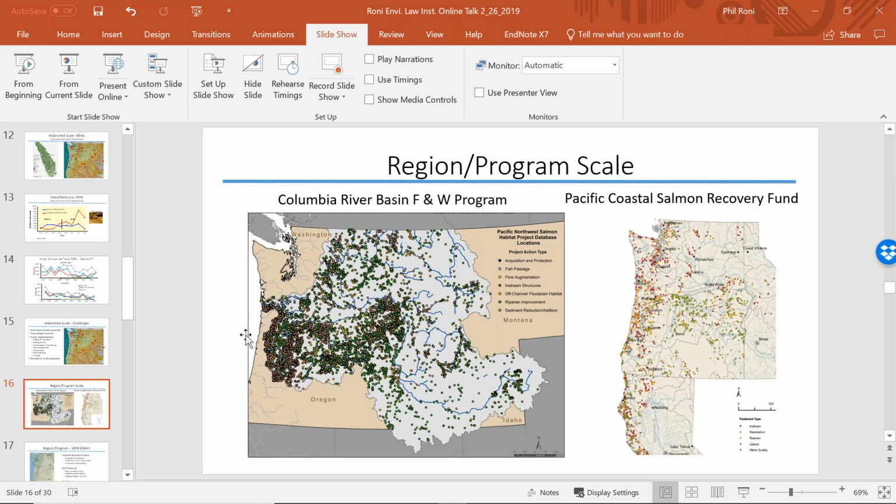So at the region or program scale, I want to go through two large restoration programs as examples. One is the Columbia Basin Fish and Wildlife Program. It's the Bonneville Power Administration's Columbia Basin Fish and Wildlife Program. It's a mitigation for the Columbia River hydropower system. BPA, the Bonneville Power Administration, spends about $180 million a year on mitigation for fish and wildlife habitat, and thousands of projects have been implemented across the basin over the last 2 or 3 decades.